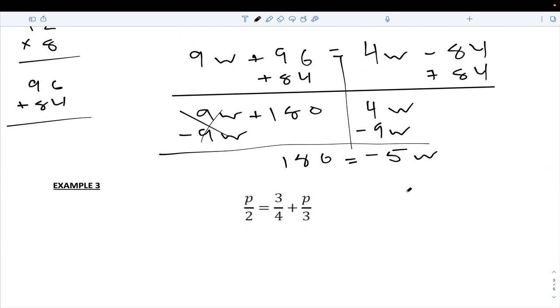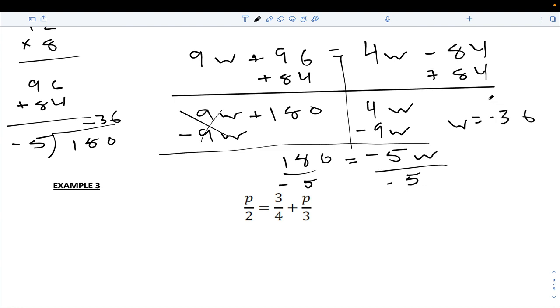Divide by 5. Just the 5? Negative 5. Good. And what is 180 divided by negative 5? Jackson, what'd you get? Daniel, you agree? Negative 36. W equals negative 36. That is your answer.